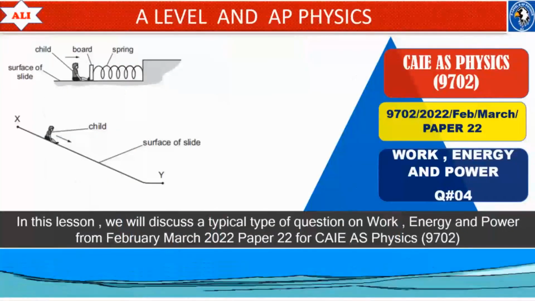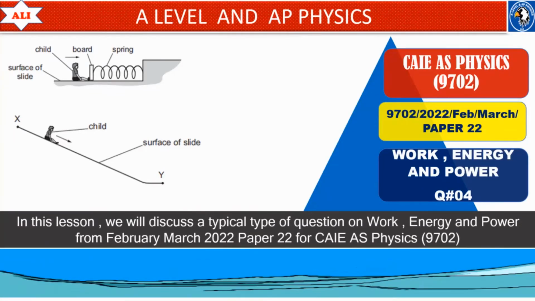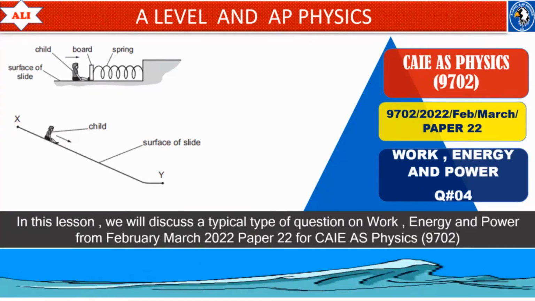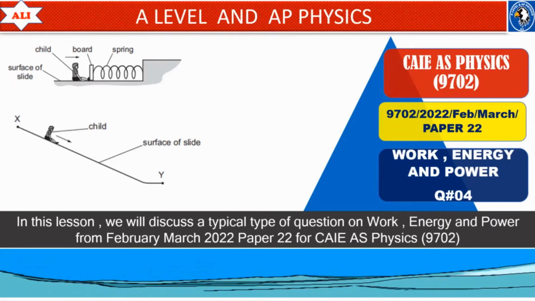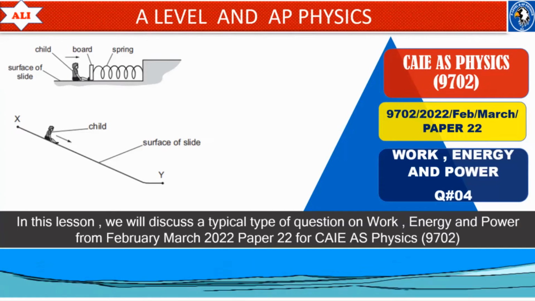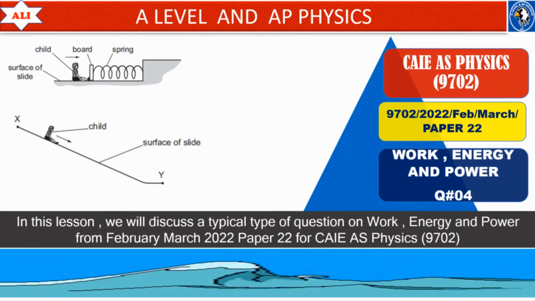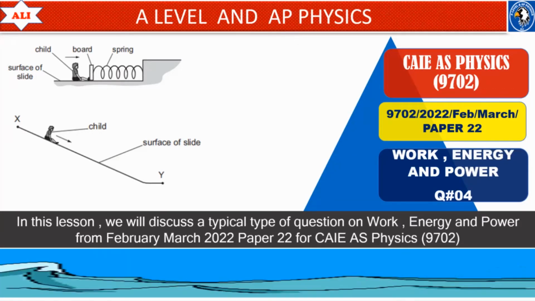Welcome to A-Level and AP Physics. In today's lesson, we will discuss one very important past paper question on work, energy and power. This question is from March 2022, paper 2, variant 2. In this question, we will discuss some key concepts about work, energy and power. Those concepts are very important to understand this topic in a proper way to answer past paper questions.